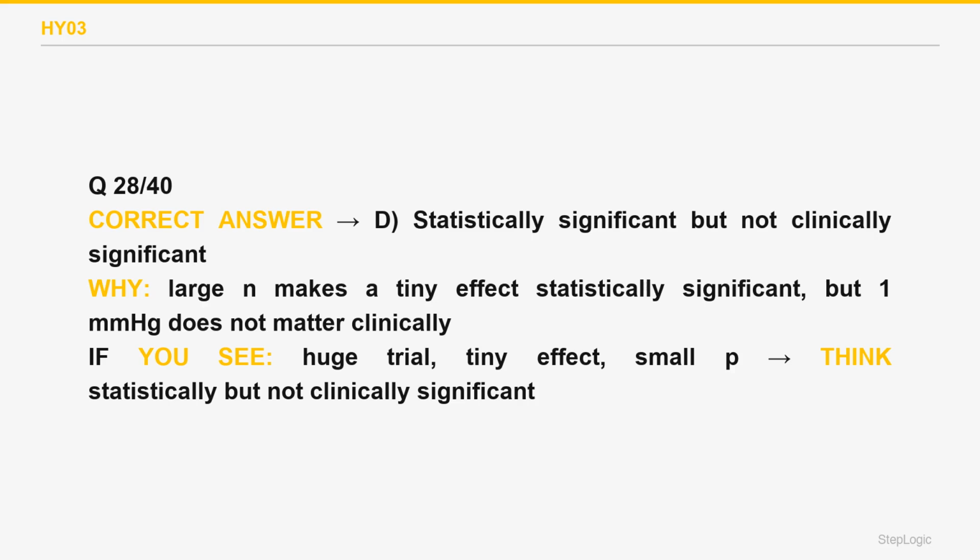Calling it clinically significant ignores that a 1 mmHg change is far too small to help patients, so that choice is wrong. The result is statistically significant. P is well below 0.05, so denying that is wrong, choice C wrong. A tiny effect with a tiny p-value is statistically but not clinically significant.